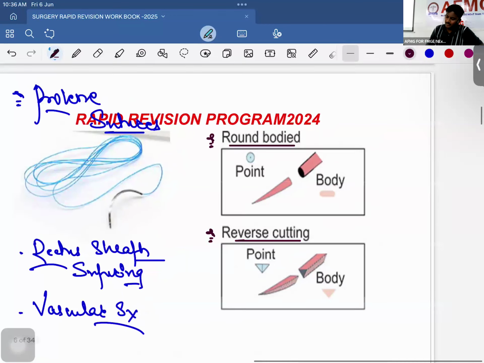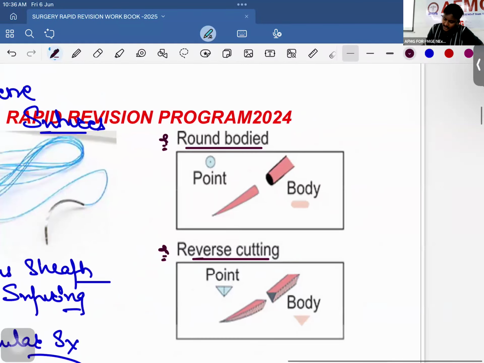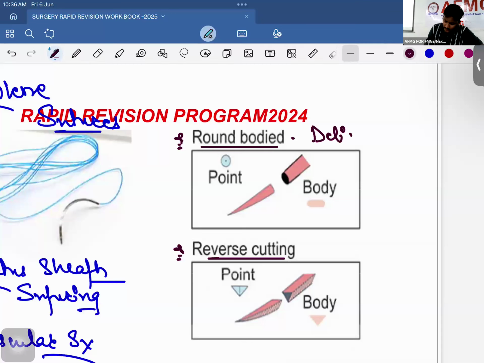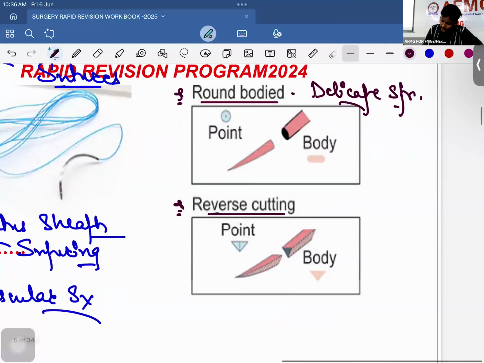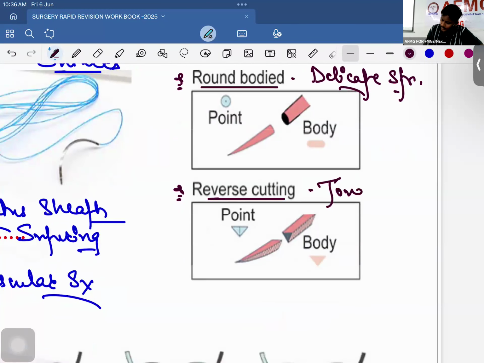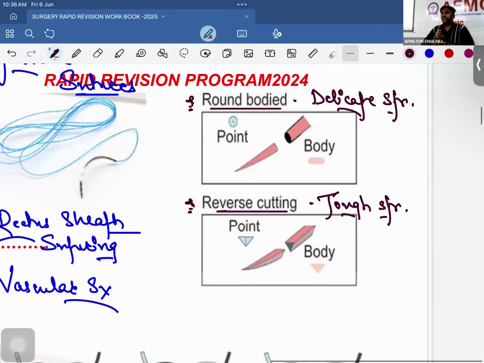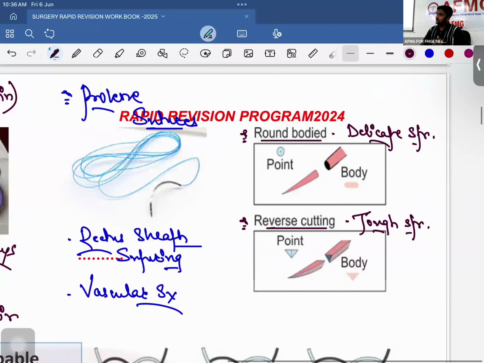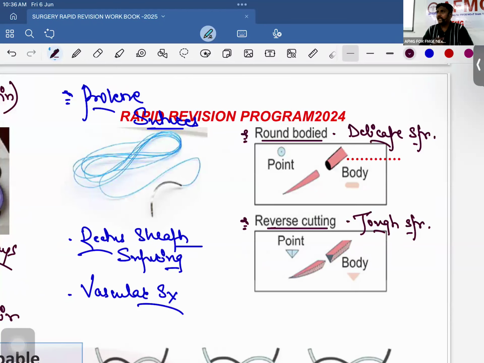Now tell me, round body needle should be used for which kind of structures? Very good. So we know definitely, beta, round body needle is generally used for delicate structures, like the viscera or the viscus. Whereas the cutting or the reverse cutting needle is generally used for tough structures like the scalp, beta. So tough structures like fascia and scalp, we are going to use the cutting or the reverse cutting needle.